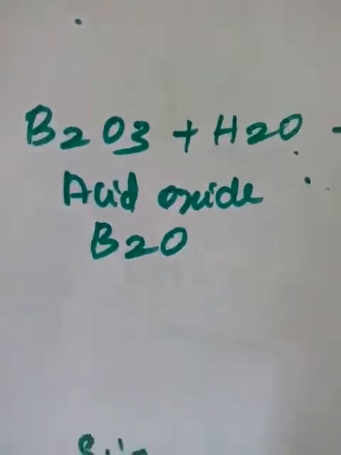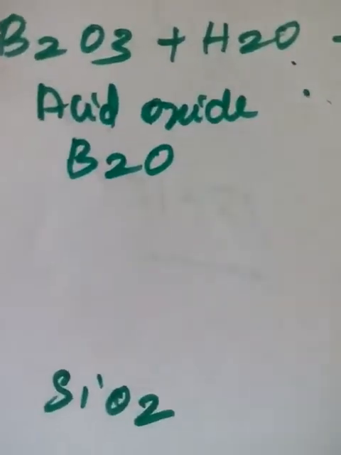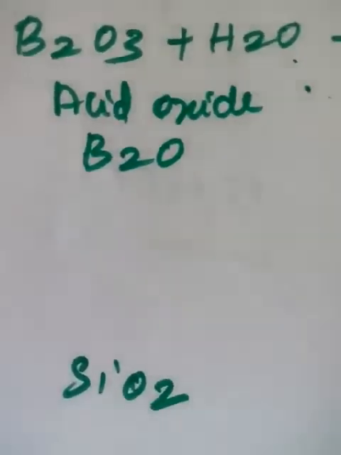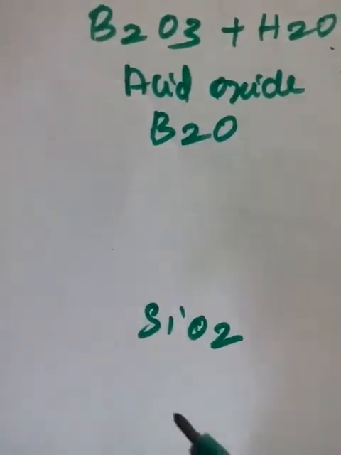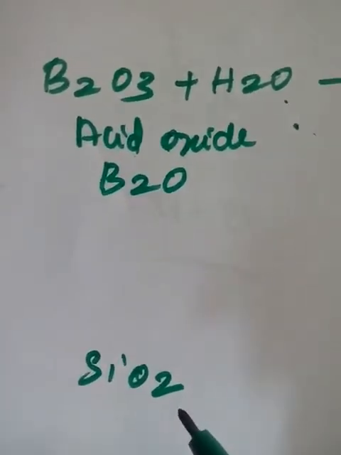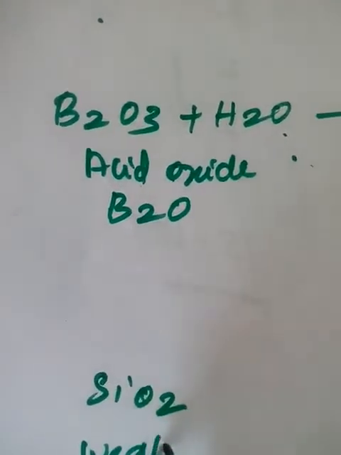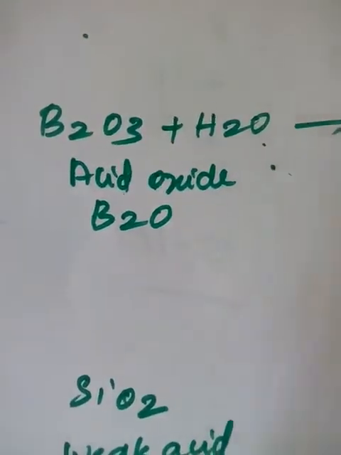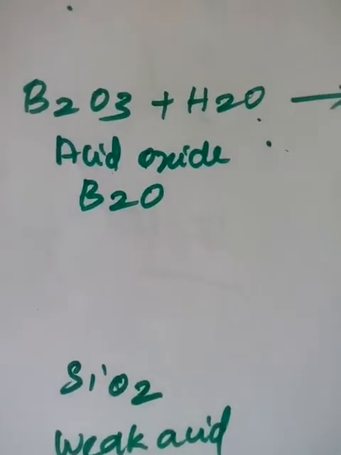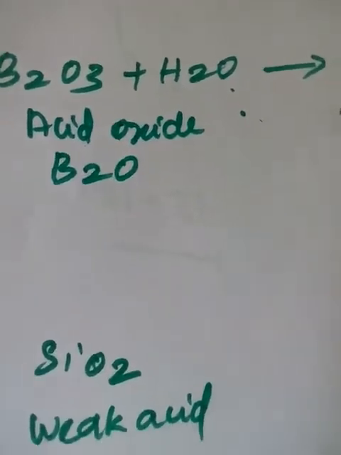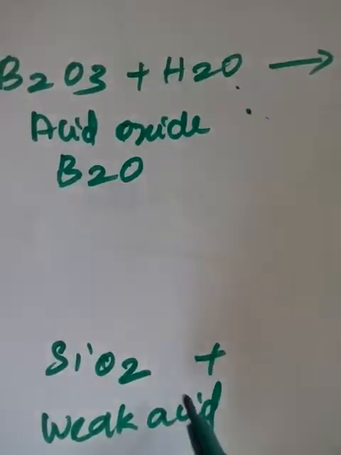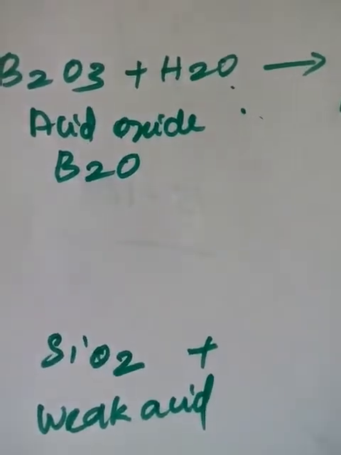Likewise, silica, SiO2, can also be an acidic oxide. It is proved by the fact that this is a weak acid. Compared to boron trioxide, it's a weak acid. Hence, it cannot be hydrolyzed by water. So it will react with a strong base. A weak acid will react only with strong bases.